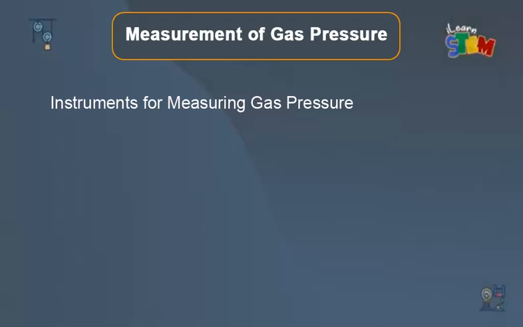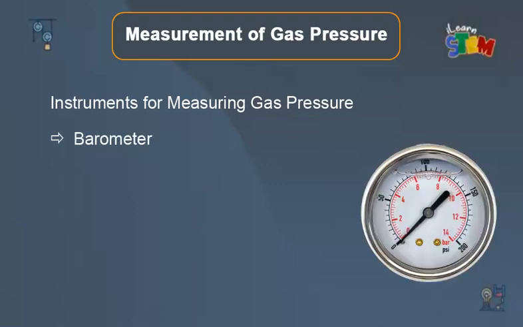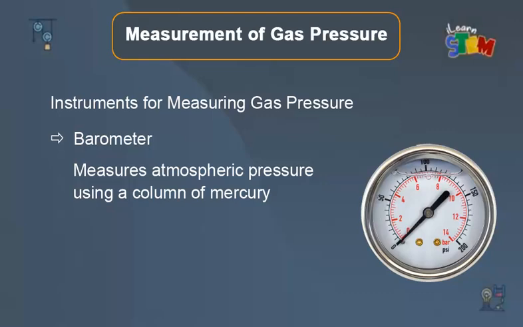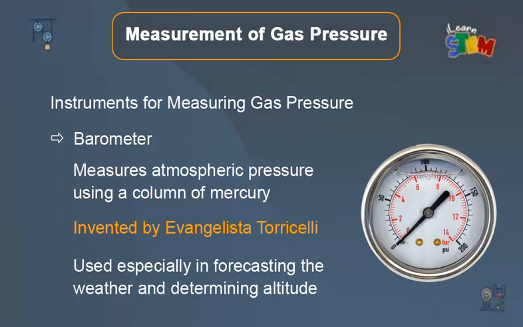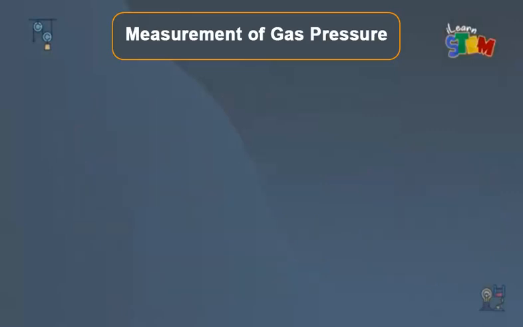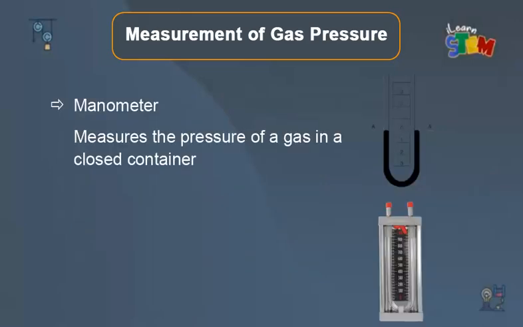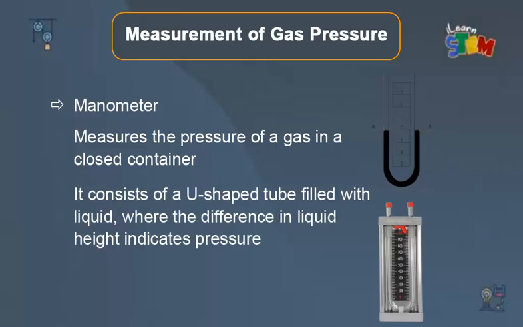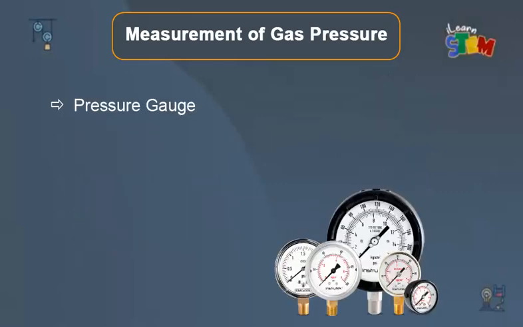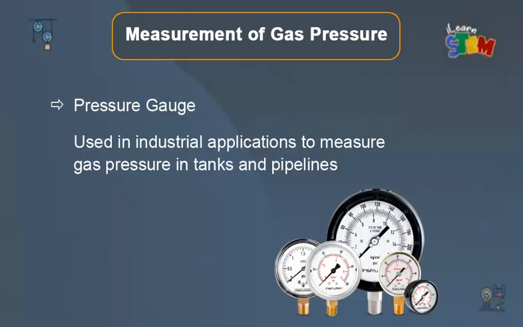Instruments for measuring gas pressure. Barometer. Measures atmospheric pressure using a column of mercury. Invented by Evangelista Torricelli, and used especially in forecasting the weather and determining altitude. Manometer. Measures the pressure of a gas in a closed container. It consists of a U-shaped tube filled with liquid, where the difference in liquid height indicates pressure. Pressure gauge. Used in industrial applications to measure gas pressure in tanks and pipelines.